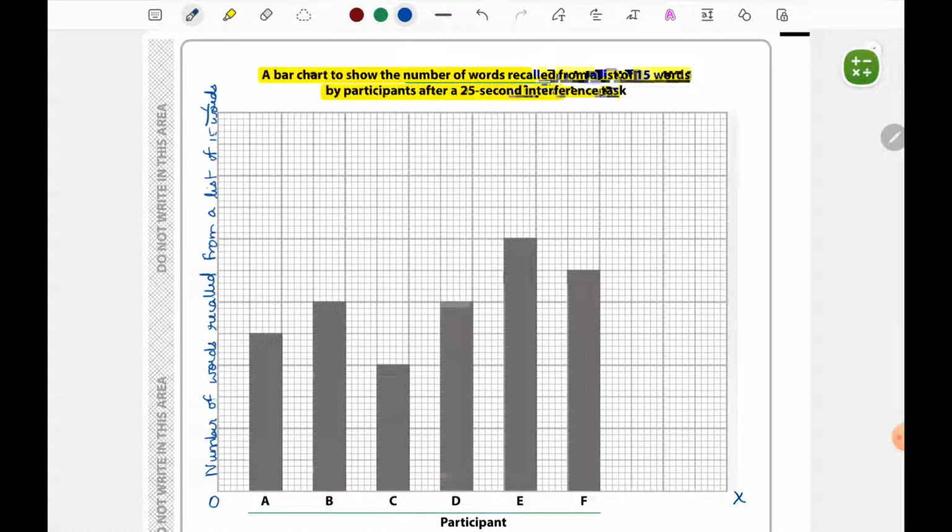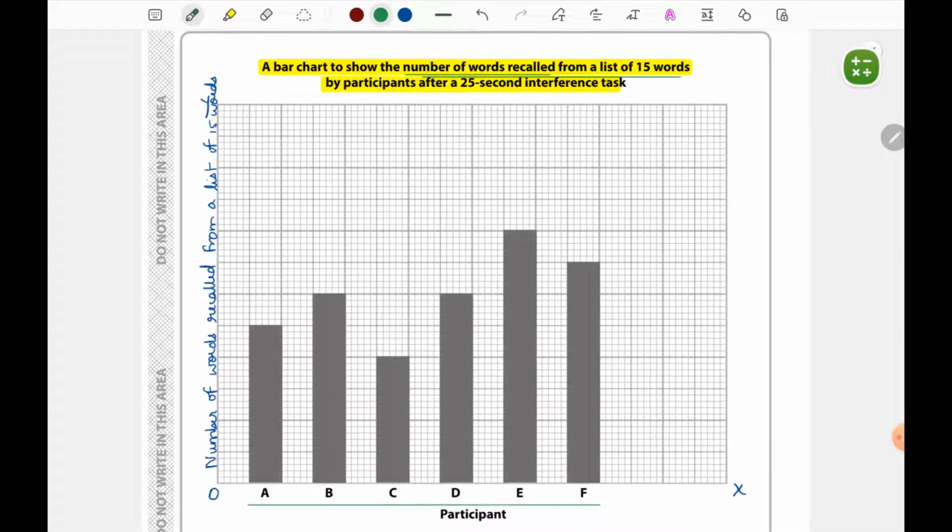The best guideline here is to follow the title. So in the title, how they have written it is number of words recalled from a list of 15 words. When they begin with participants and all, that we know is there on the x-axis. So we don't need to make a mention of participants here. So till they have given till the word participants, all that wording we should include on the y-axis.